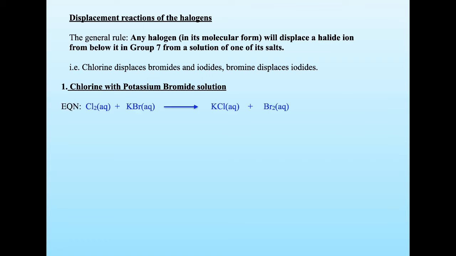So let's do an example. Chlorine with potassium bromide solution. The chlorine is going to displace the bromide to produce bromine molecules and chloride solution. Now we need to balance that, as you can see. So we put a 2 in front of those two. This is a great example of an ionic equation. So we can get rid of the spectator ions, which are the potassium ions, and that gives us chlorine displacing bromide ions to give chloride ions and bromine.